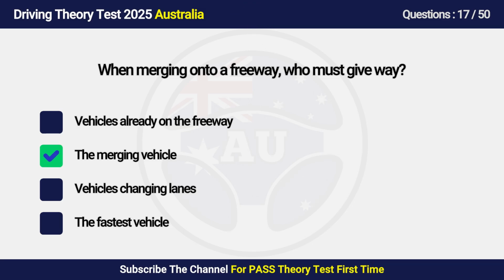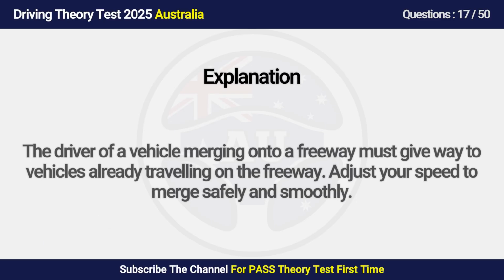Answer is B. The merging vehicle. The driver of a vehicle merging onto a freeway must give way to vehicles already traveling on the freeway. Adjust your speed to merge safely and smoothly.